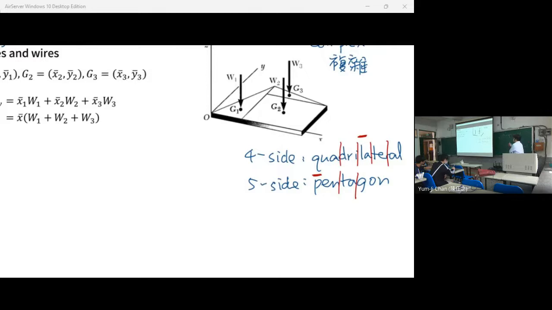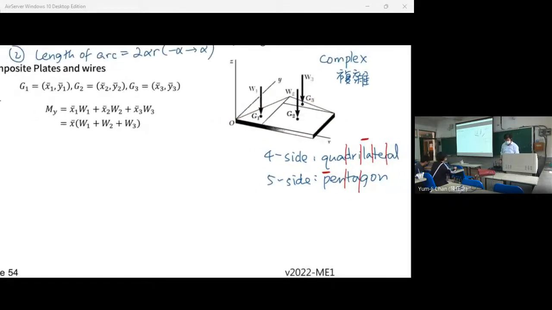Okay. Now, how do we get the centroid of this shape, or the center of gravity of this shape? Suppose it can be seen as one triangle with centroid G1, a rectangle with centroid G2, and a triangle with centroid G3.